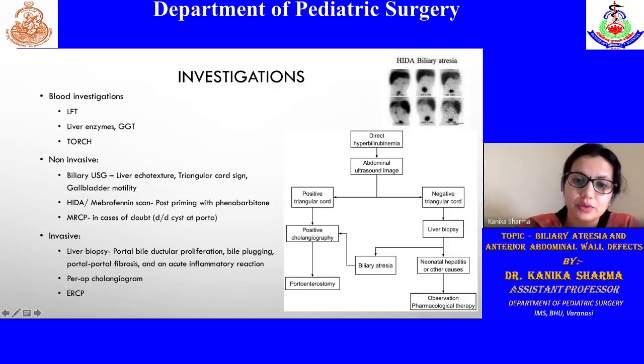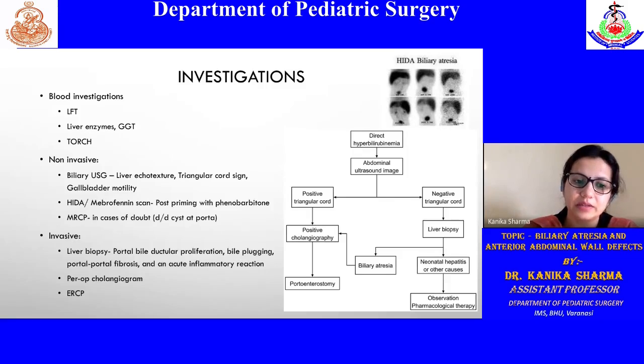When a child presents to you with neonatal jaundice or jaundice in infancy, first of all, we go for blood investigations. There we do liver function tests and liver enzymes, so that we find out whether it's an obstructive picture or not, and also GGT. GGT is a very sensitive marker for EHBA. Simultaneously, we also do the TORCH profile so as to rule out any infective pathology. Also, some people say TORCH infection can be one of the causes for the biliary atresia pathology.